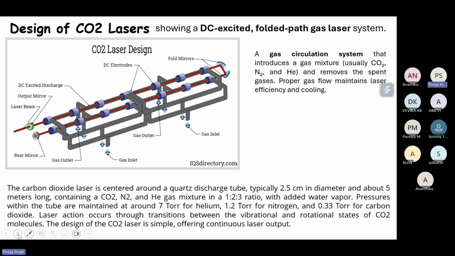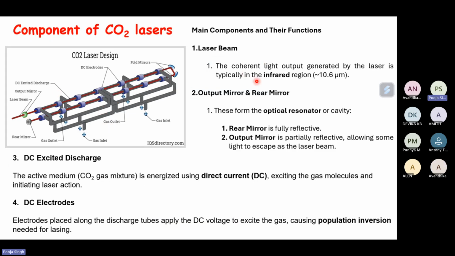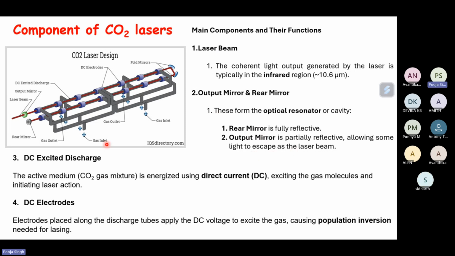Okay, so now the first thing is the laser beam, basically having 10.6 micrometer infrared light. Then the output mirror is there and the rear mirror is there. What is the use of them? They are acting as an optical resonator, whatever it will do is reflective. Output mirror is partially reflective, allowing light to escape as the laser beam. Then the excited source where the CO2 will get discharged. The active medium, CO2 gas, is energized using the DC component and excites the gas molecules.